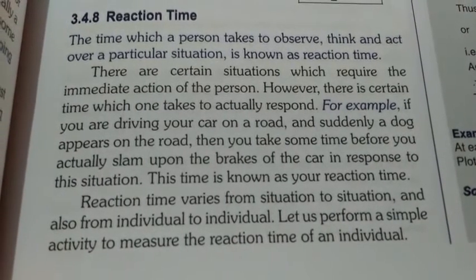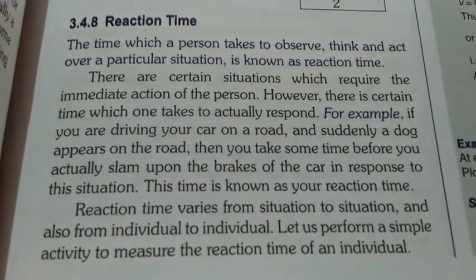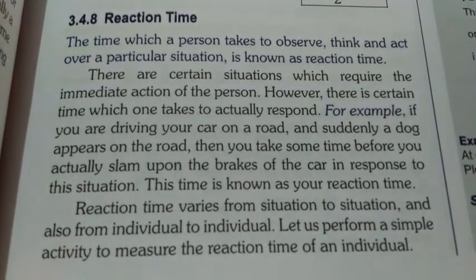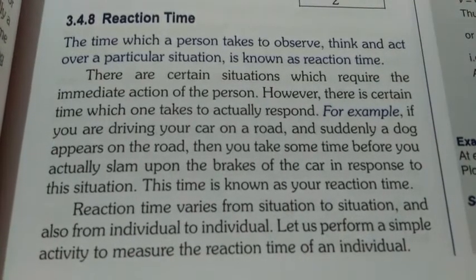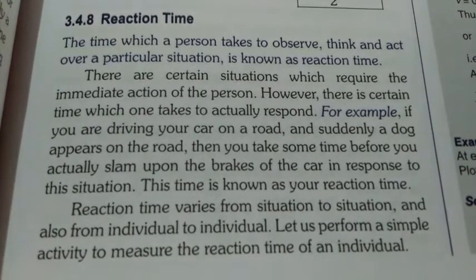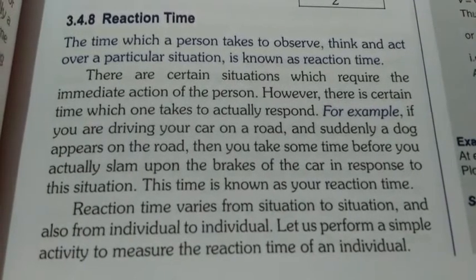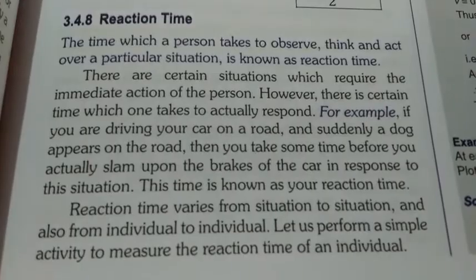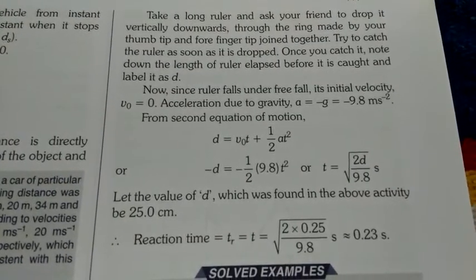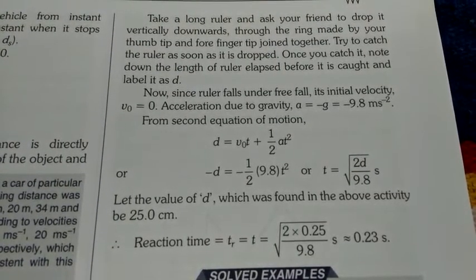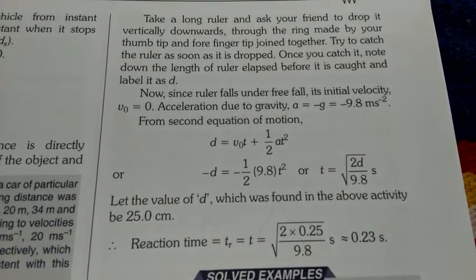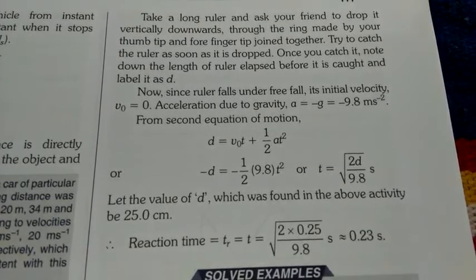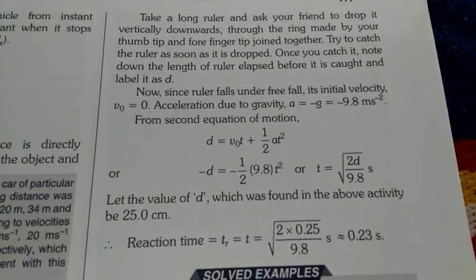For reaction time also we have one formula. Reaction time can be obtained from the second equation of motion, s equals ut plus half at square. Okay, that formula can be used to find out the reaction time. Here by one example it has been explained very easily that if you have to catch a ball, how you can see what your reaction time is.